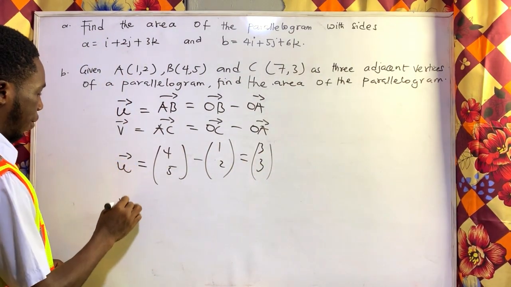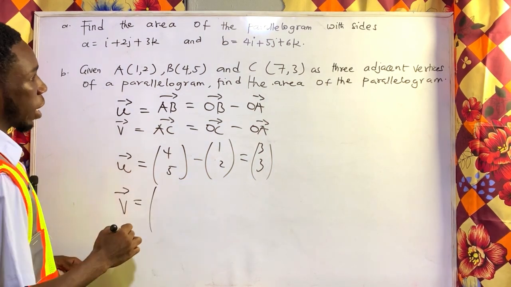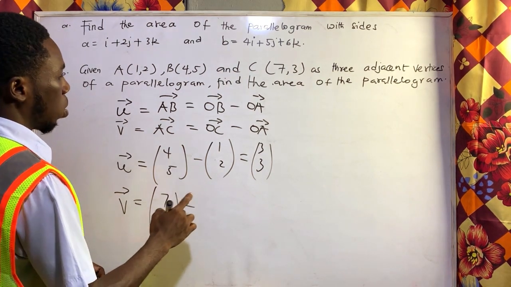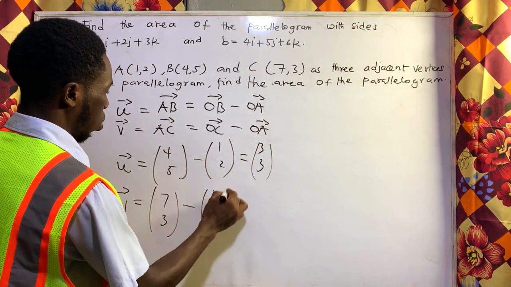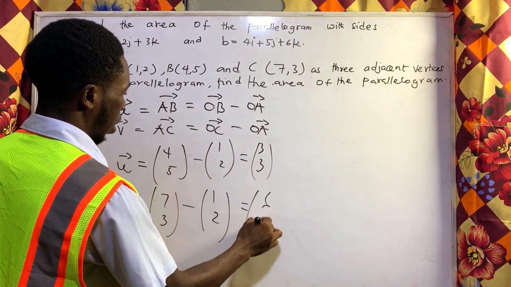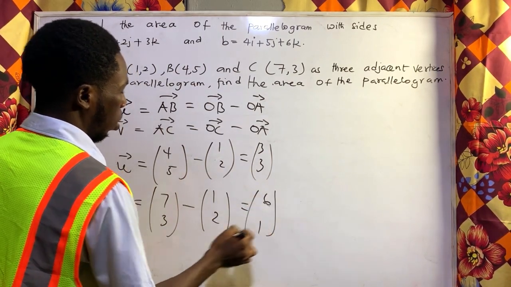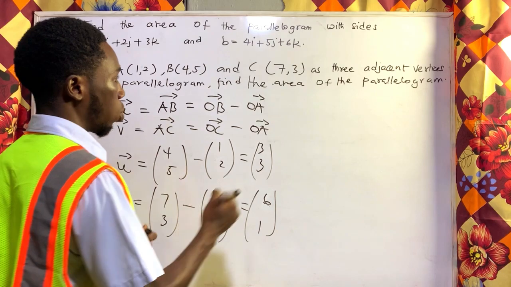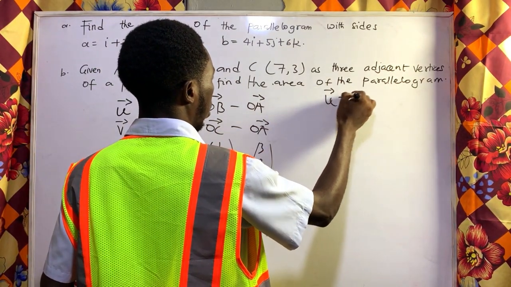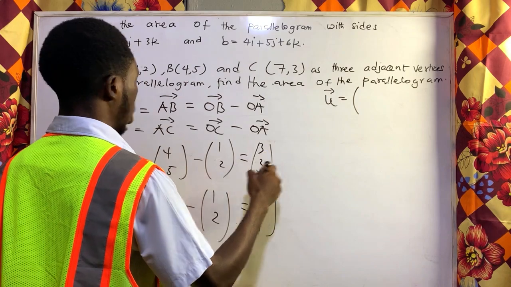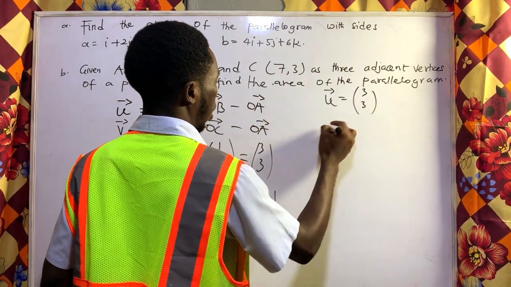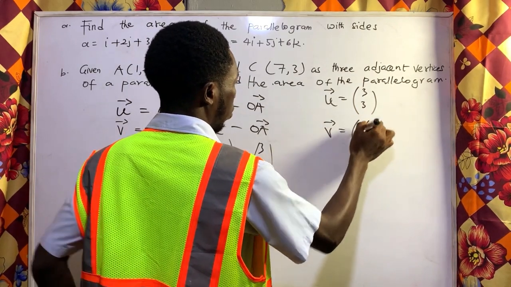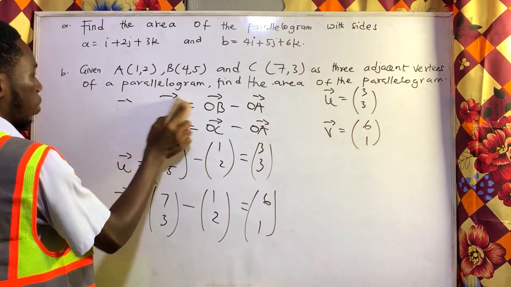Now let's find vector V also. For vector V, we have OC, which is what? 7, 3, minus OA, which is 1, 2, right? So we're going to have 6 and 1. We know that the area is the magnitude of the cross product of vector U and V, right? So let's write our vector U here: 3, 3. And for vector V, we have 6, 1, right? Now let's look at how you're going to find the cross product.